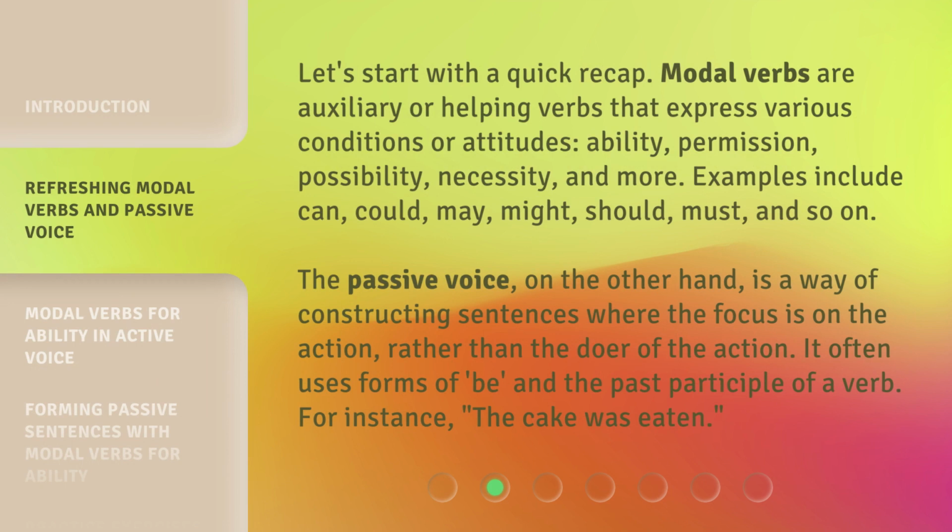Let's start with a quick recap. Modal verbs are auxiliary or helping verbs that express various conditions or attitudes: ability, permission, possibility, necessity, and more. Examples include can, could, may, might, should, must, and so on. The passive voice, on the other hand, is a way of constructing sentences where the focus is on the action, rather than the doer of the action. It often uses forms of be and the past participle of a verb. For instance, the cake was eaten.